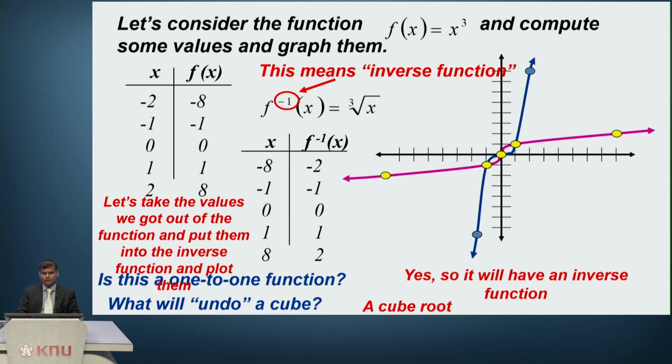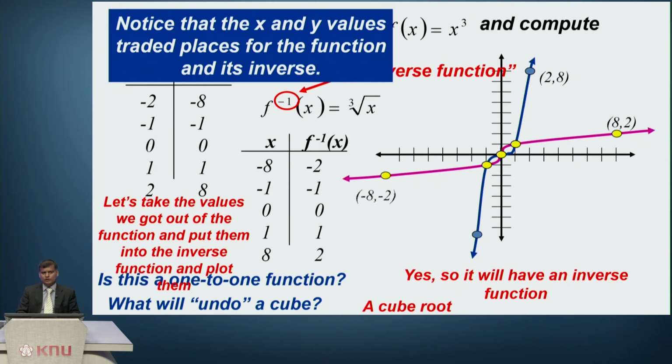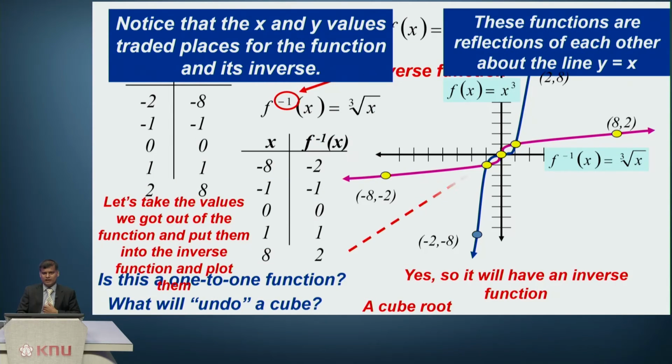And then, as usual, you can notice that x and y values trade places for the inverse function, and these functions reflect each other about the line y equals x, the linear line that you draw between these two points. You can see the actual reflection and the trading of places that happens in the inverse function.